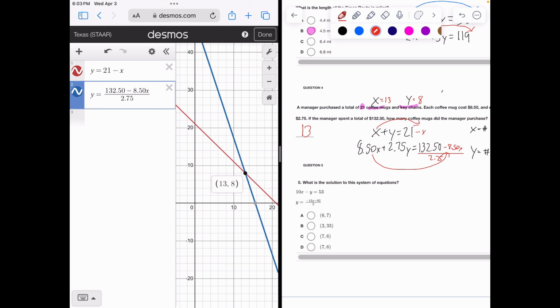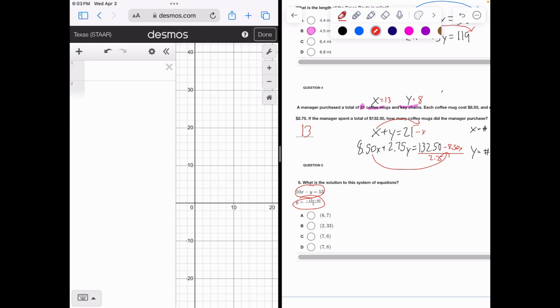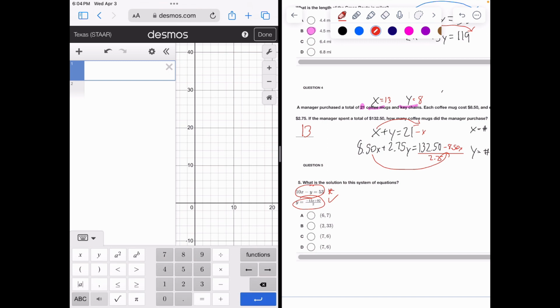All right. So what's the solution to this system of equations? I do not have y equals right over here, but I do have y equals right over there. Makes it a lot easier, so all I have to do is make sure they're both Desmos ready. That second one's already good. We just have to fix that first one. So I'm actually going to start with that second one.